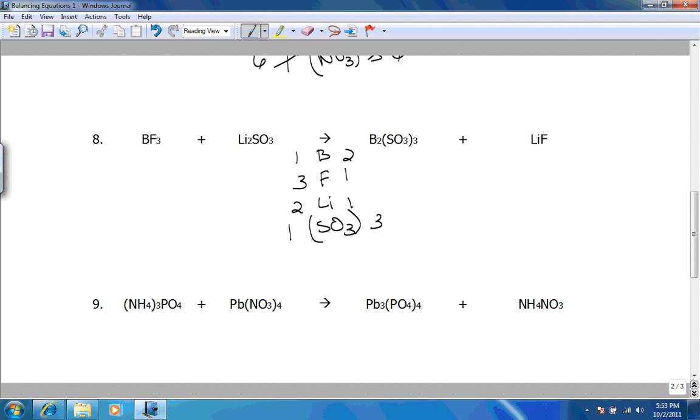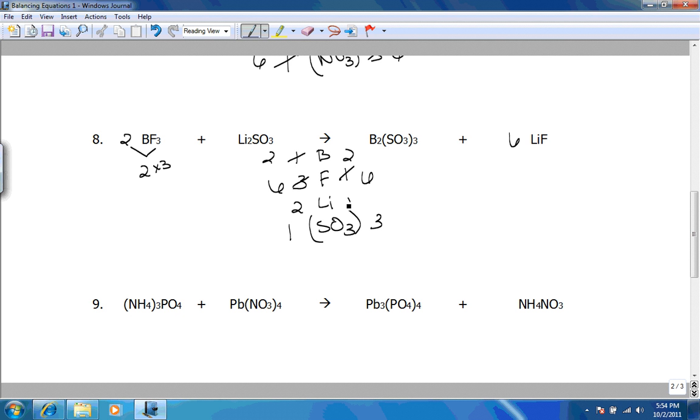So, moving right along, we're going to start from the top. Boron, we have 2 on this side, so we're going to multiply this by 2 in order to have 2 borons, but that also messed up our fluorine, so we now have 6 fluorines. On the right hand side, we have 6 on the left, we have 1 on the right, so we're going to multiply that by 6 in order to have 6 fluorines.